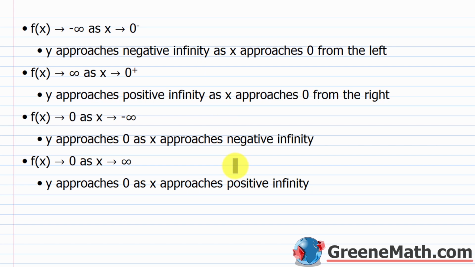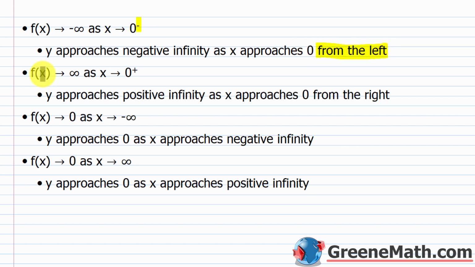It's just something you need to practice with. So first we have this f of x. This means approaches, or you could say goes to, when you see this arrow here. So this is negative infinity as x approaches 0. And then this right here, this little negative sign, that means from the left. So if you read this, it's y approaches negative infinity as x approaches 0 from the left. So that's what this is meaning right here.